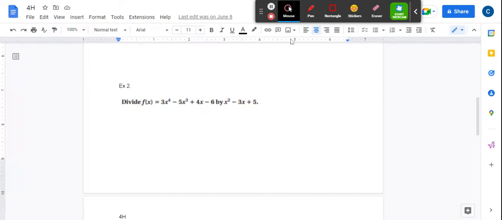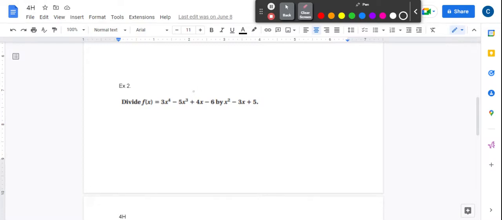All right. So if we have this polynomial f of x and we want to divide it by x squared minus 3x plus 5, okay? First of all, we need to rewrite f of x with all the exponent terms. So we see 3x to the fourth minus 5x cubed plus 4x minus 6. What we don't have is an x squared term in there, so we need to put it in there, okay?